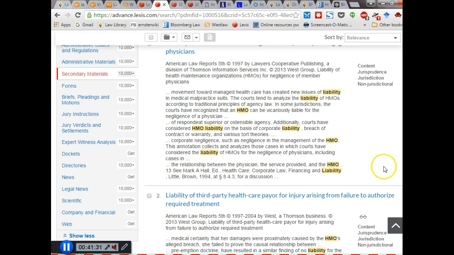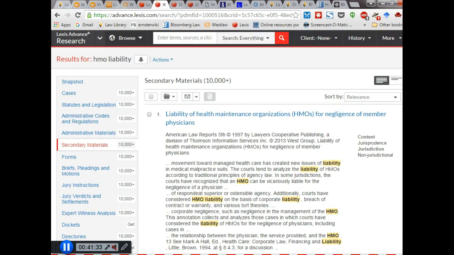And if I wanted to narrow further, well, actually, I would look at my results first. And so it turns out just secondary materials, interestingly enough, this first, liability of health maintenance organizations for negligence of member physicians. Does that sound good? Yes? No? Maybe? Sounds good? Yes? Excellent. We're not worried about our physician. We never quite read it to the physician, unfortunately. That's our whole problem. So we're not going to get sidetracked by that.